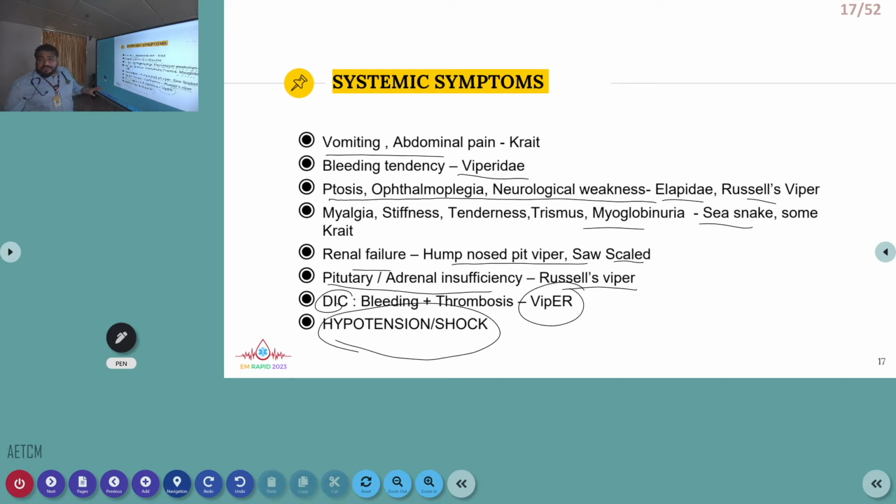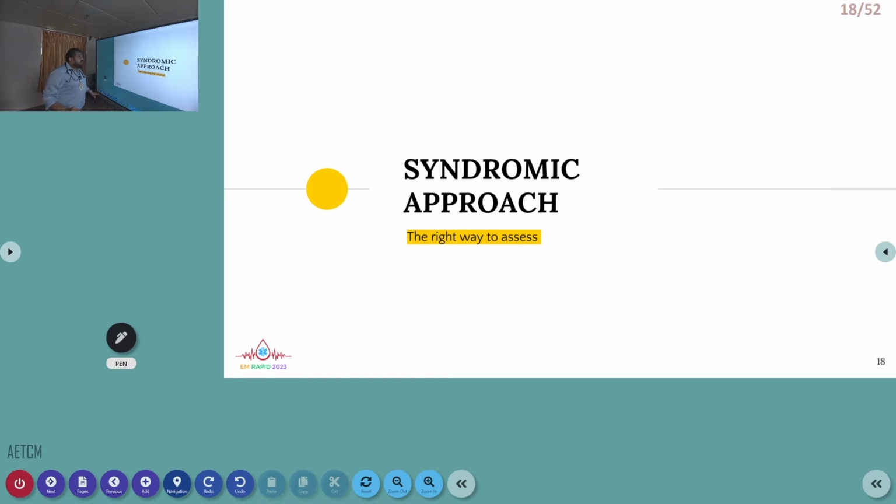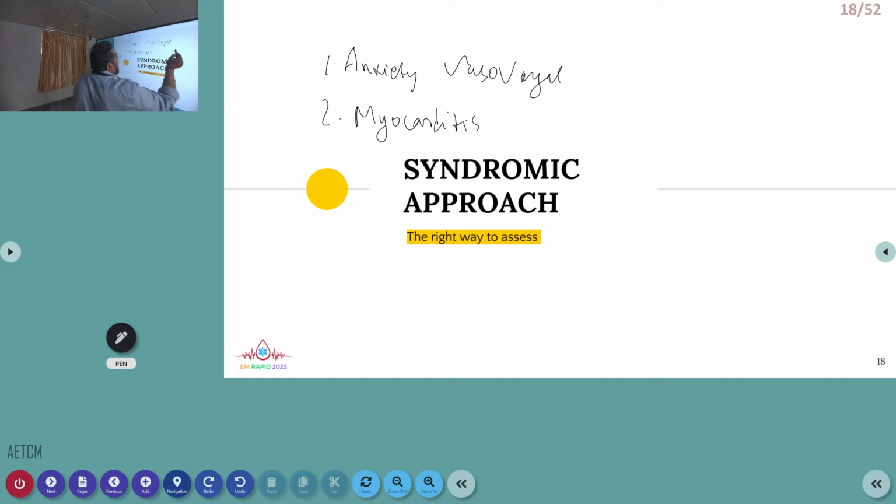There can be many reasons for why you are having hypotension in a snake envenomation. The most common things that you need to remember: the first reason for hypotension can be sudden anxiety, just a vasovagal syncope due to the snake envenomation. The second thing, it can be myocarditis. The toxin can directly affect your conduction system and cause myocarditis resulting in hypotension. Third, it can be due to anaphylaxis to the anti-snake venom that you are administering. So that will be the other reason that you need to remember.